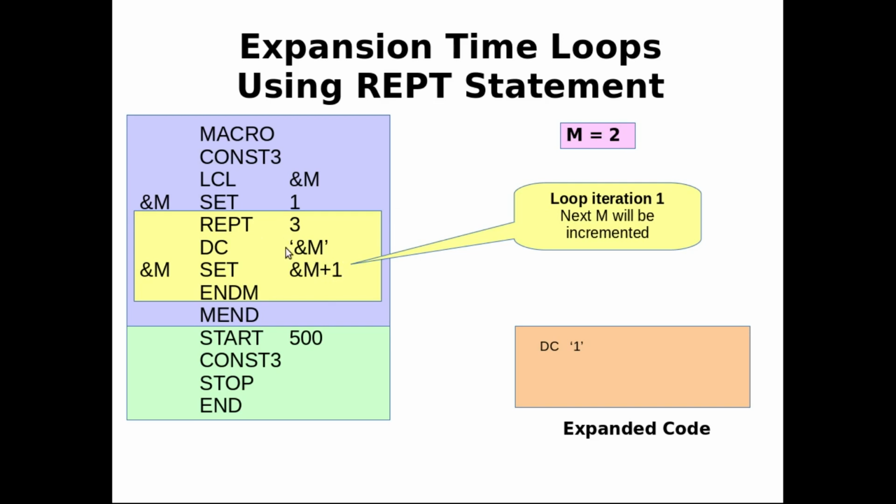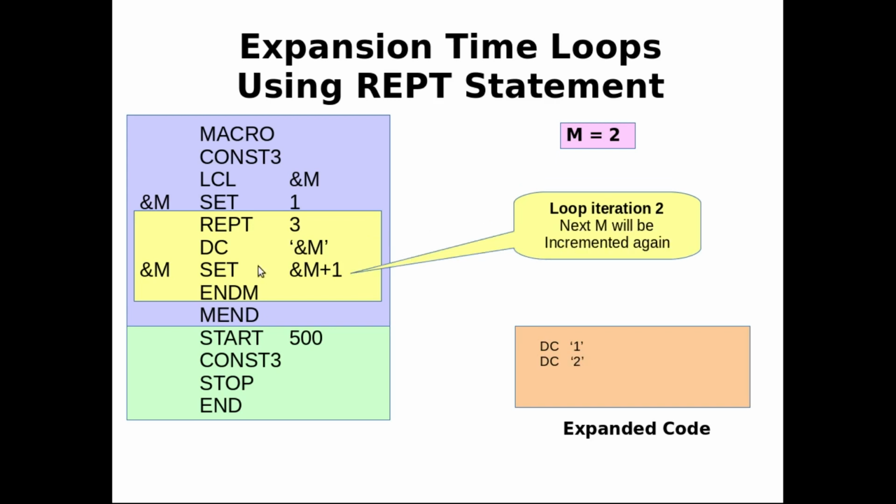So we'll now repeat iteration number 2. So we'll go back to the DC statement and for the DC statement, for loop iteration 2, again we will generate the model statement. This time m will be replaced by 2, so the statement that we generate is DC2. After that, we will increment the value of m, and the current value of m is 2, so it will change to 3, and that completes the iteration number 2.